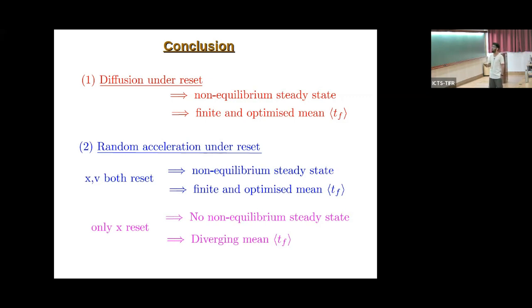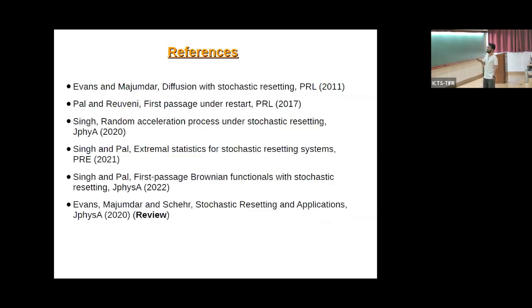And second thing is how generic are these observations? And I tried to answer this in the context of the randomly accelerated particle. And I showed when both X and V were resetting, where there was complete resetting, these pictures also appear here. On the other hand, when there is only partial resetting, none of these pictures hold true there. So I will leave you with a set of references and I'll stop here.